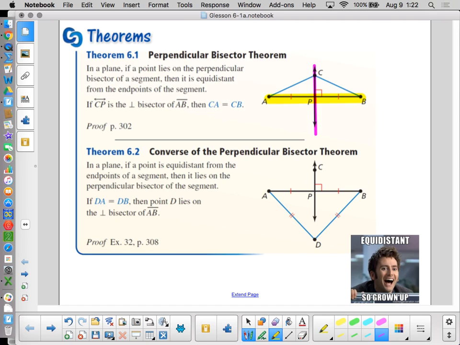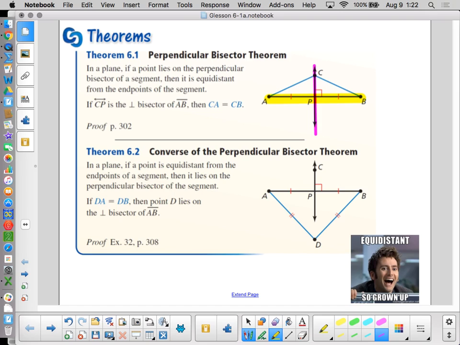And yes, you've got the little meme down in the corner with David Tennant as the doctor. Equidistant, so grown up. If you haven't seen the 50th anniversary special, you won't get the reference, but it's in there.